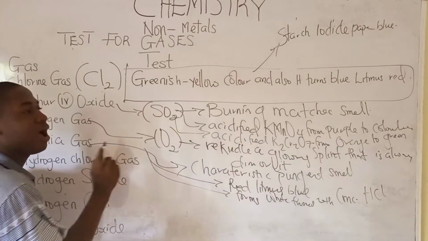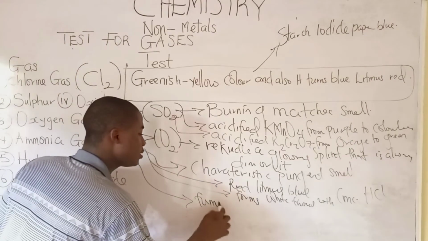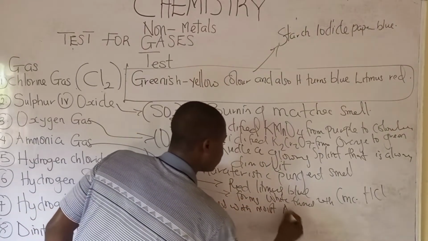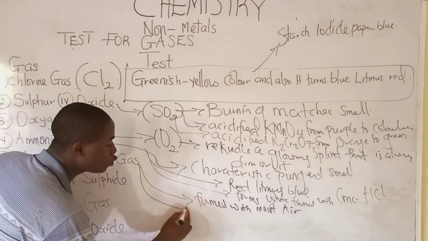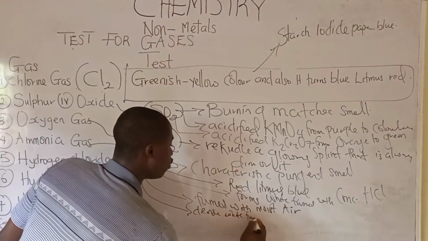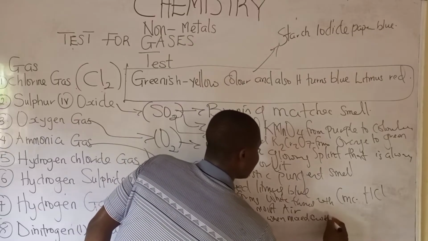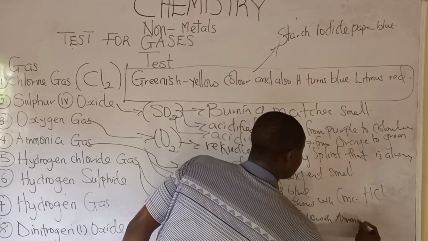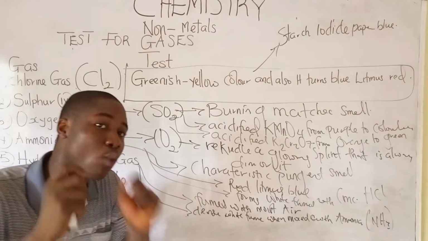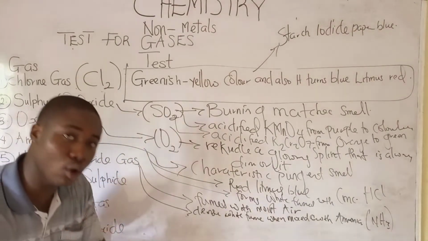Now moving over to hydrogen chloride gas. This gas forms fumes with moist air, and it also forms a dense white fume when mixed with ammonia. This is something we must take note of. It forms a dense white fume when mixed with ammonia, and that gas is hydrogen chloride gas.